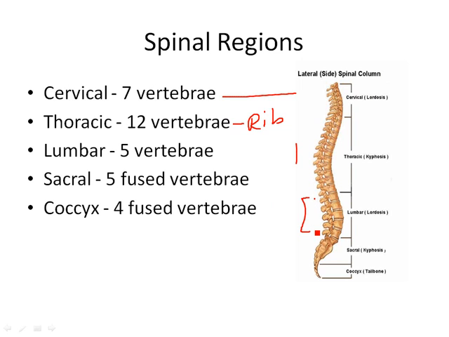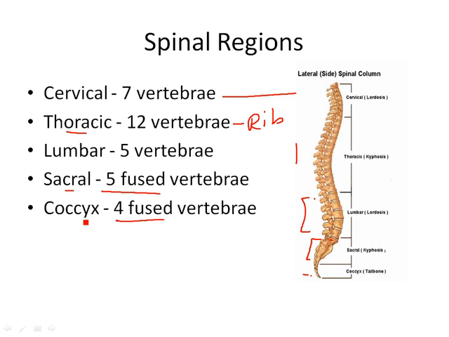You have a sacral area, and it's actually 5 fused vertebrae. In a child, you might see the 5 individual ones, but they fuse and make one as an adult. And the coccyx, your quote-unquote tailbone, in the adult you have 1, but it's actually 4 fused vertebrae. In the child, you might see 4. It fuses to become 1. So you have your cervical, thoracic, lumbar, sacral, and coccyx vertebrae.